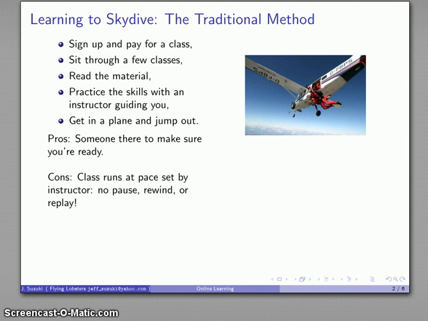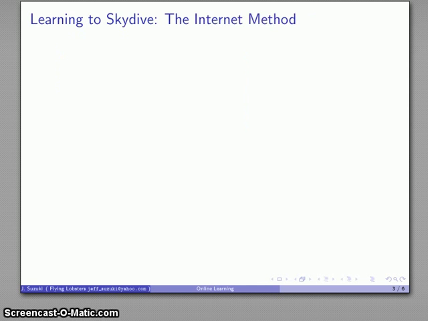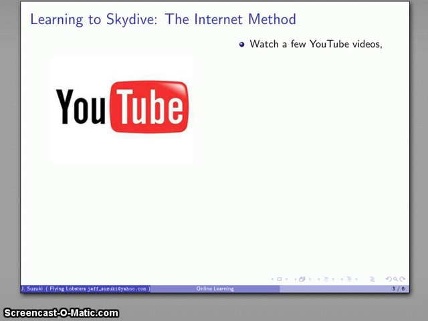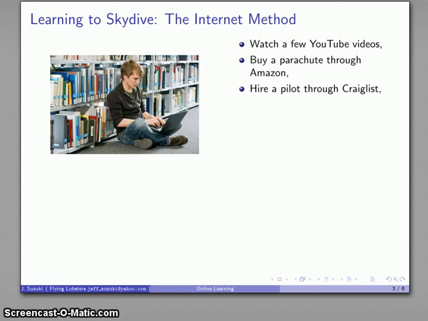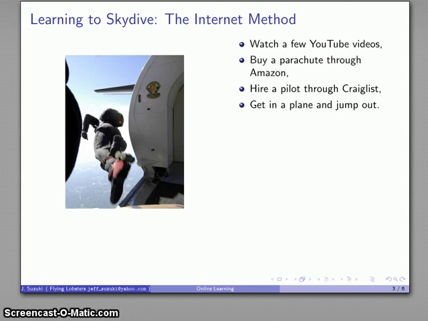Well, the internet's come along and made some possibilities for education, so we could learn to skydive on the internet. We can watch a few YouTube videos, we can buy a parachute through Amazon, then go on Craigslist and hire a pilot and a plane, and have them take us up and get in the plane and jump out. And the nice thing about this is that because we're watching the YouTube videos, we can watch those whenever we have a couple of minutes, and so we can work the class at our own pace. On the other hand, there's nobody there who's helping us along the way, and at some point we have to step out of the plane.